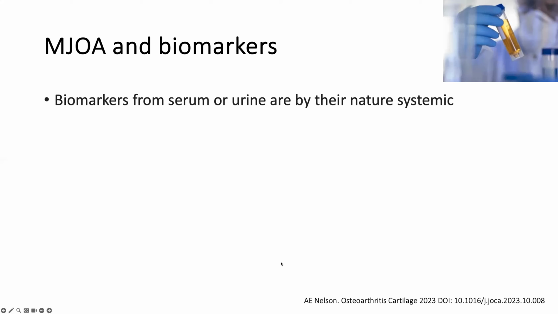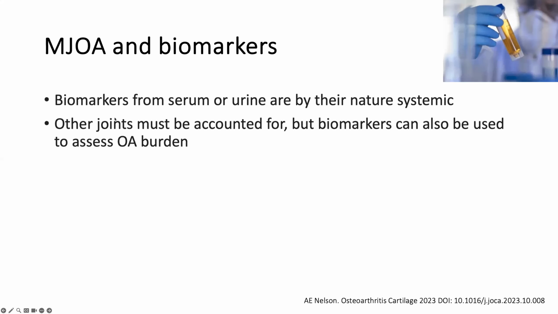And so if we just think about it in relation to one index joint, we're likely not to see associations. And so we really have to at least account for those other joints or use these as markers of burden of osteoarthritis.